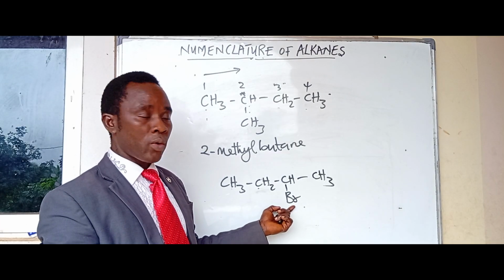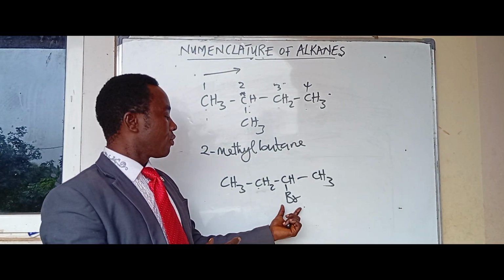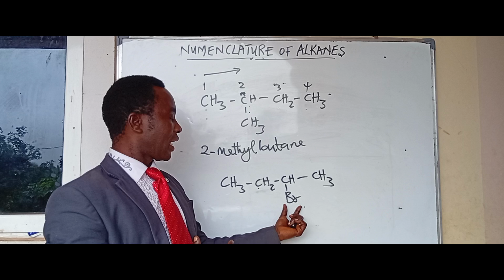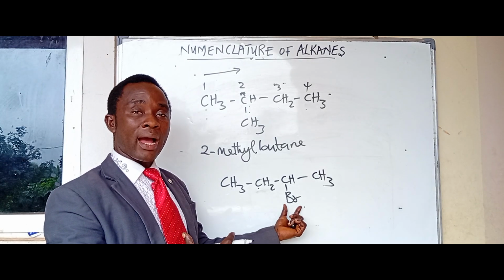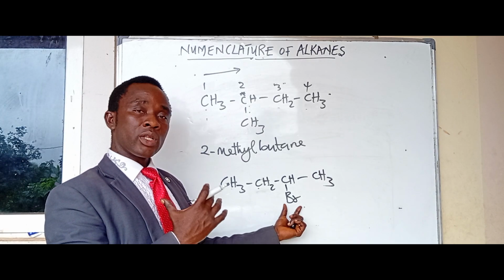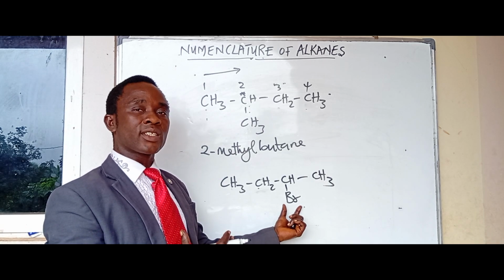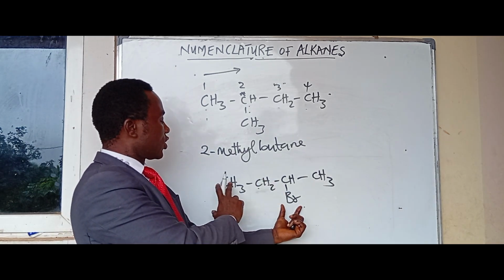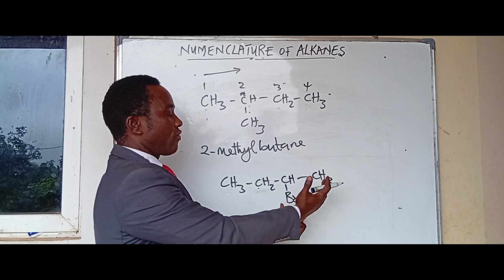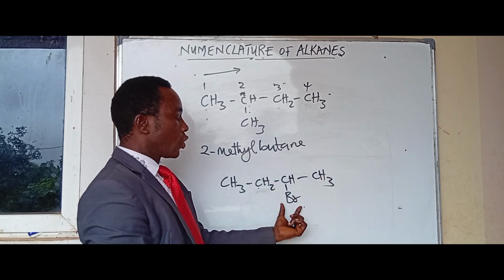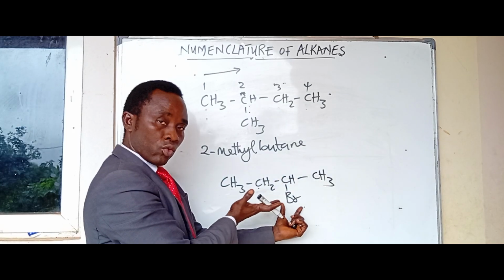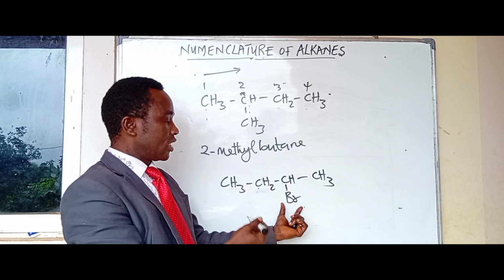Then after that, identifying that there is a substituent, you need to number the parent compound. But the numbering is in such a way that you must give this substituent the least possible number. If I go through this way, this is 1, 2, 3. But if I go this way, this is 1, 2. So the substituent will be at number 2 here, which is the least possible number.